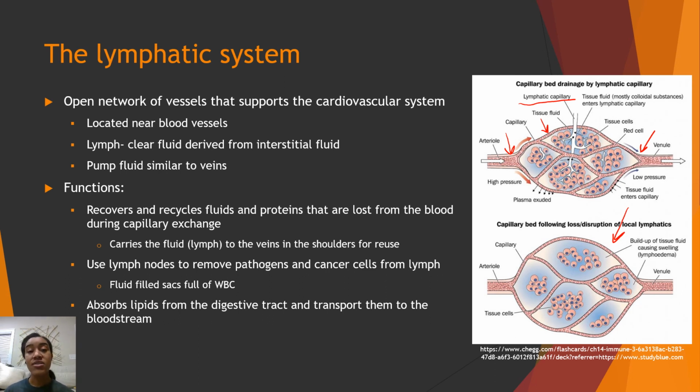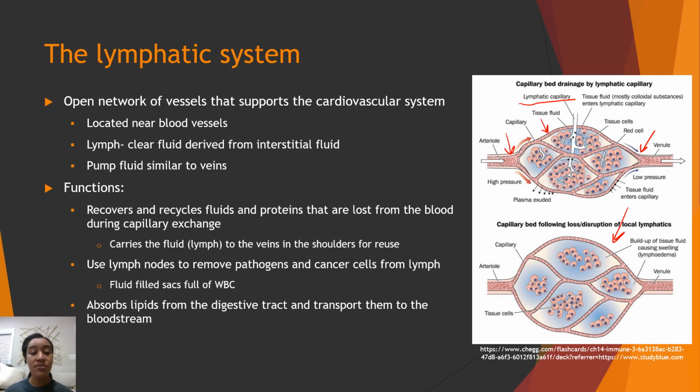Also, the lymphatic system has these nodules called lymph nodes, and the lymph nodes are packed with white blood cells. And when the fluid flows through the lymph nodes, the white blood cells attack any pathogens that are in that fluid and destroy them, as well as any cancer cells that are in that fluid as well. And this helps to protect you from various pathogens, as well as developing cancer or preventing cancer from metastasizing.